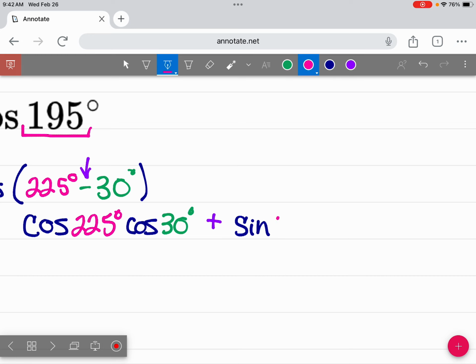Sine of 225 times sine of 30. I believe in the formula it has them switched. My brain likes them to match like this, but it doesn't really matter.